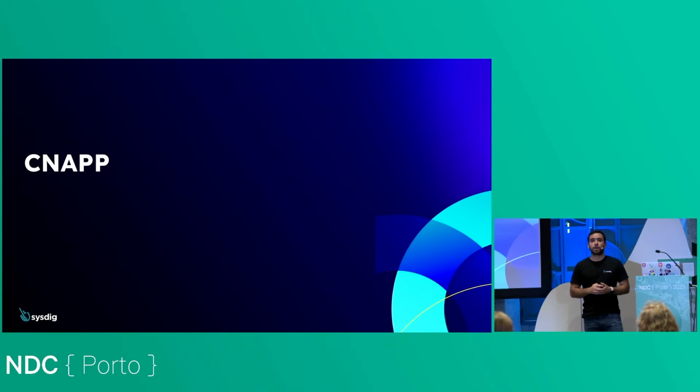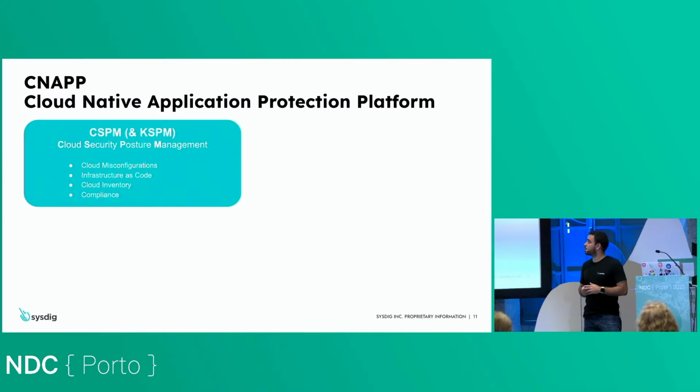Good. So let's talk about CNAPP. That's the first acronym that I want to bring to you. CNAPP stands for Cloud Native Application Protection Platform. Not so long ago, it became a group of different things within cloud systems. One of those things is CSPM, that's Cloud Security Posture Management.